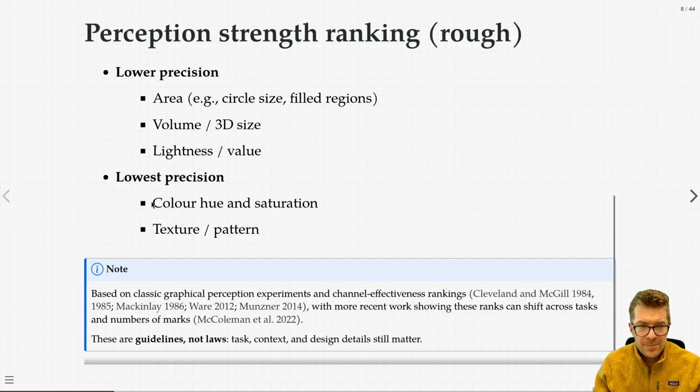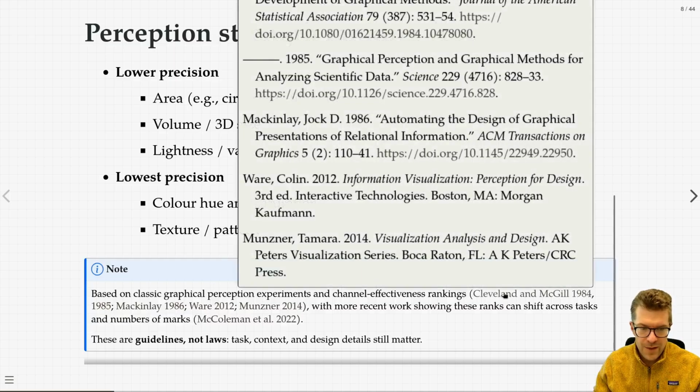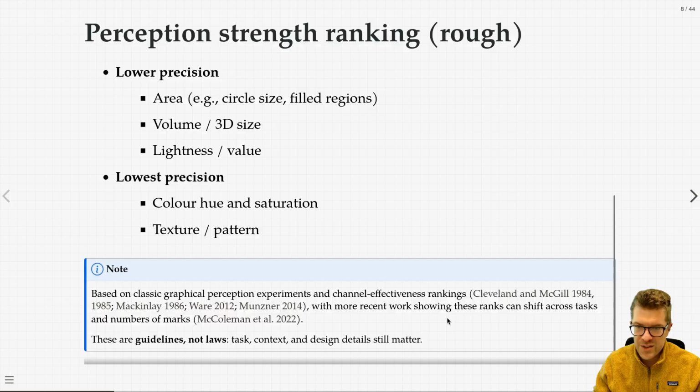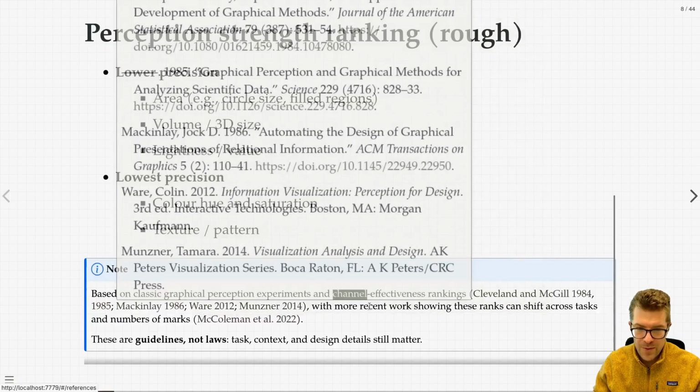And we're very bad at color, hue, saturation. Slight differences in texture or patterns we can also have a lot of trouble with. I'm just noting that there's a lot of classic work on perception experiments and the effectiveness of the different channels we talked about in Module 25. So you can grab these and read about them.